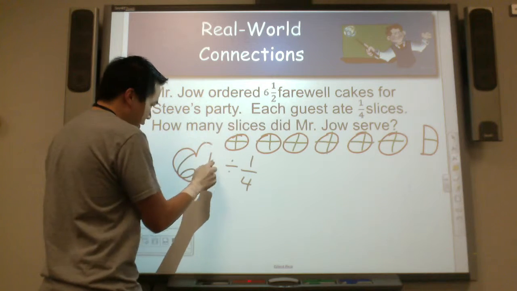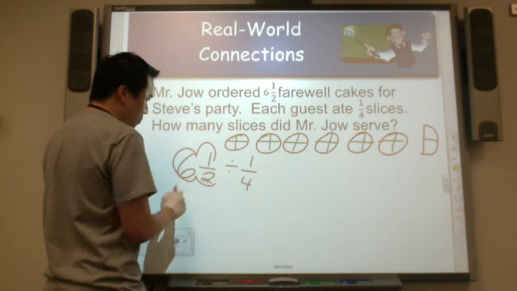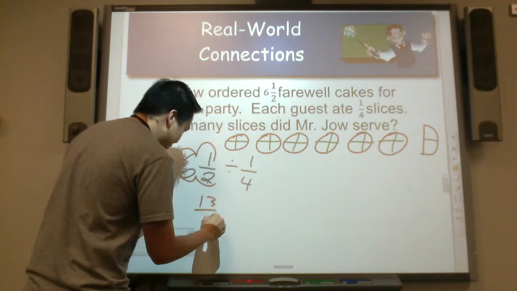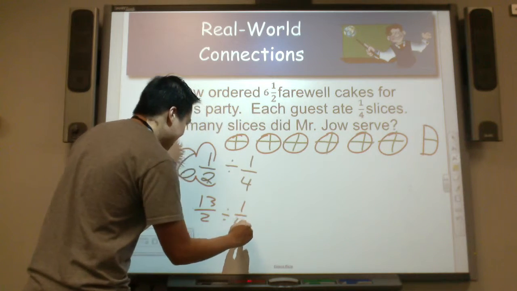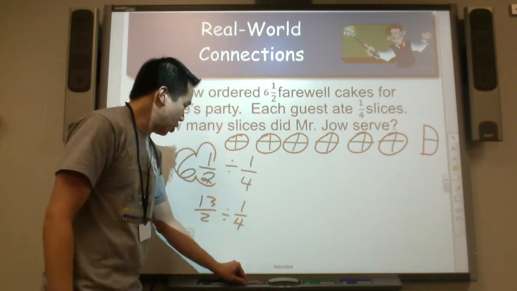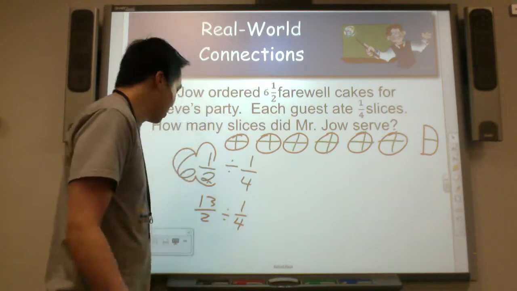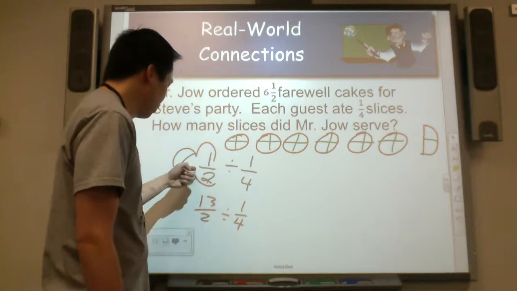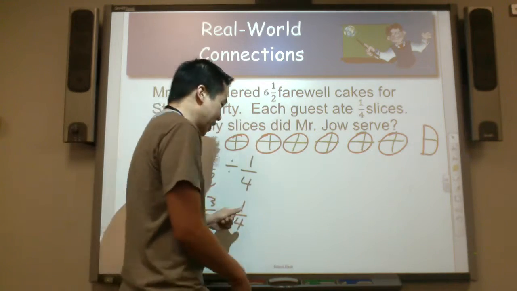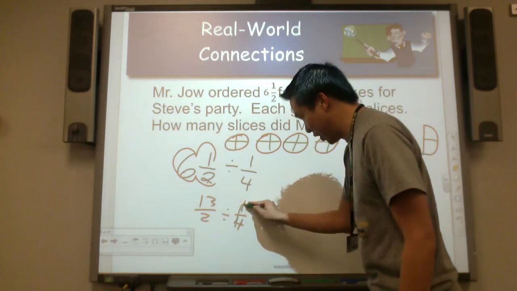So 2 times 6 is 12. 1 more is 13 halves. It's the same as 6.5. Now it's just a division of fraction problem. So dividing mixed number, that's the way. Turn this to a fraction. Flip the second fraction, or find the reciprocal of the second fraction.